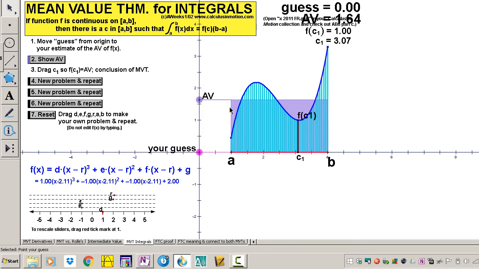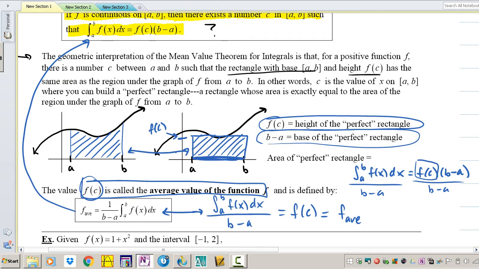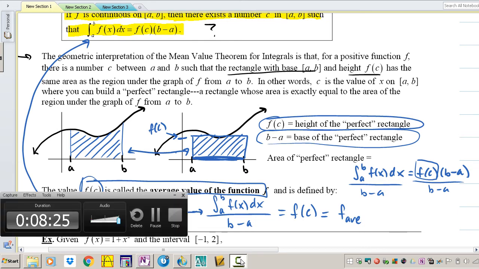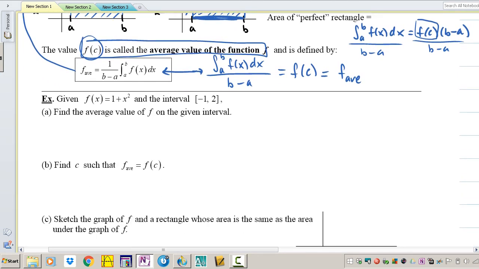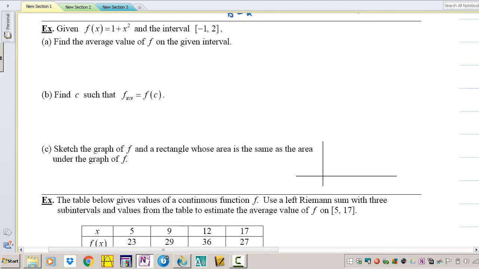This area of the rectangle is supposed to equal the area under the curve. If I were to mold the area under the curve into a perfect rectangle from a to b as a base, then the height has to be 1.64. And that is what today's lesson is about, finding the average value of the function. So let's go ahead and do one problem, and then in the next video I'll show you an application of how we use average value to find certain solutions.